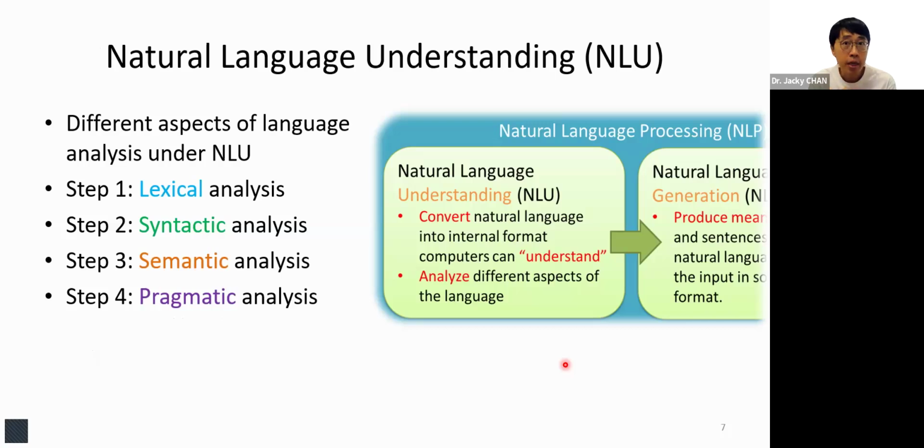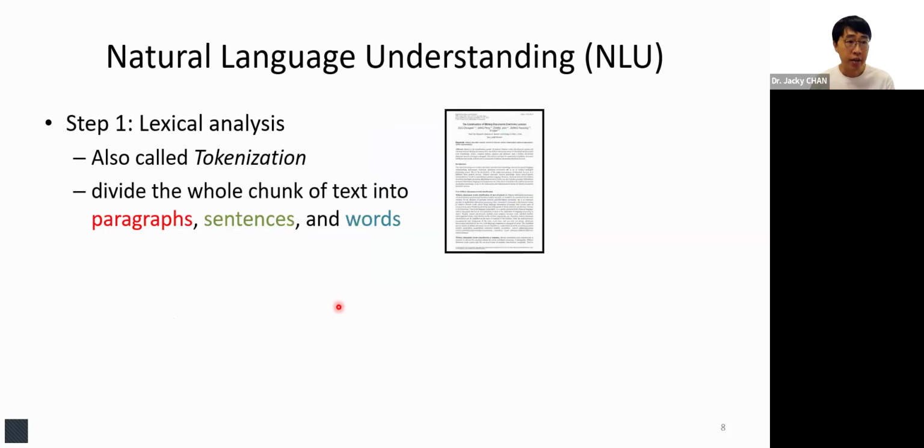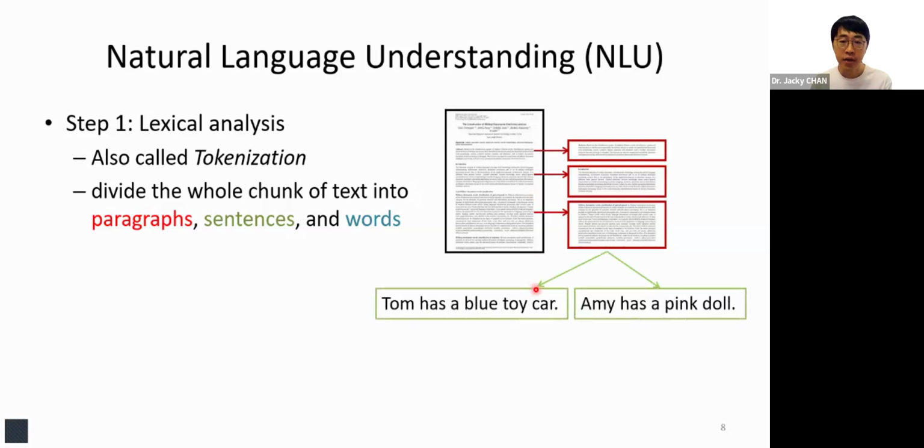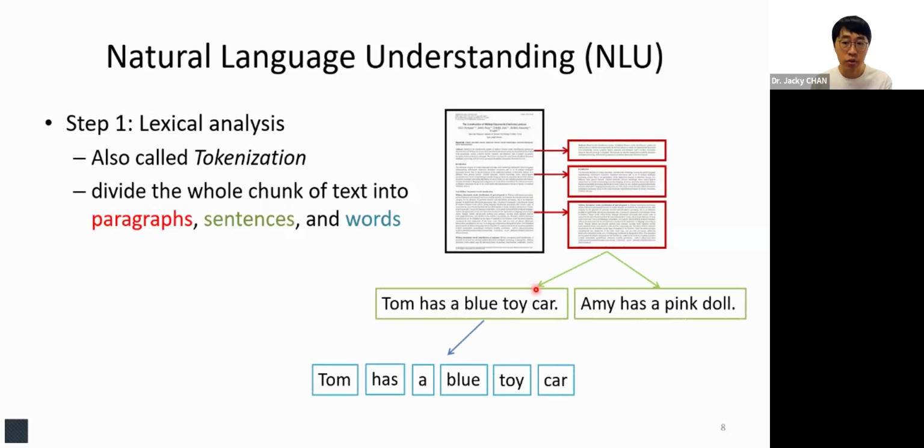Basically, there are four steps behind. The first one we call lexical analysis, and then we have syntactic analysis, semantic analysis, and thematic analysis. Let's take a look at them one by one. We start with lexical analysis. Sometimes we call it tokenization. First, we have an article, and then lexical analysis will divide it into paragraphs, then sentences, and then words, or we say tokens. That's lexical analysis.